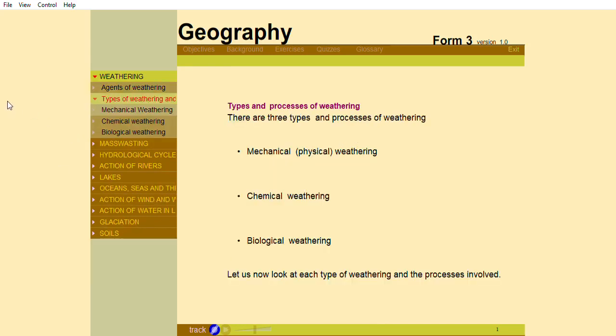Types of weathering and processes. There are 3 types of weathering: mechanical or physical weathering, chemical weathering, and biological weathering. Let us now look at each type of weathering and the process involved.